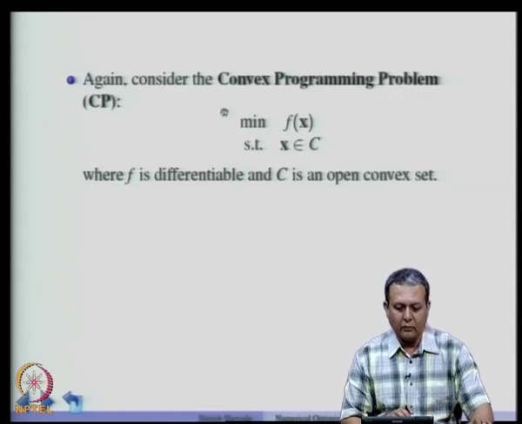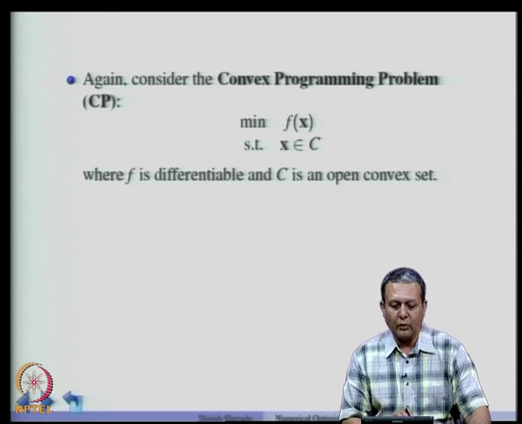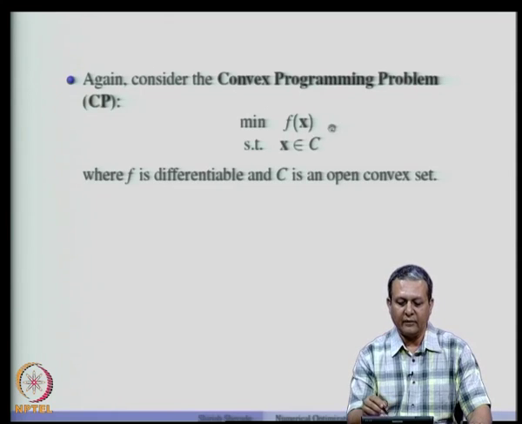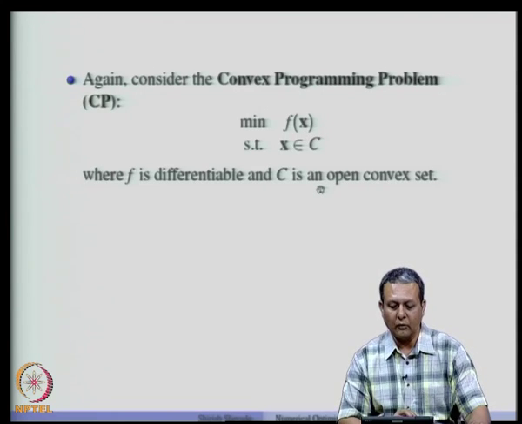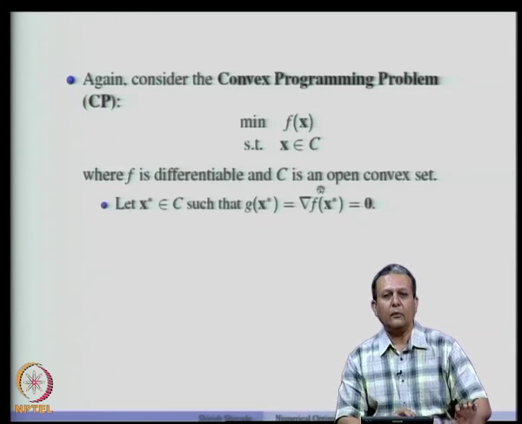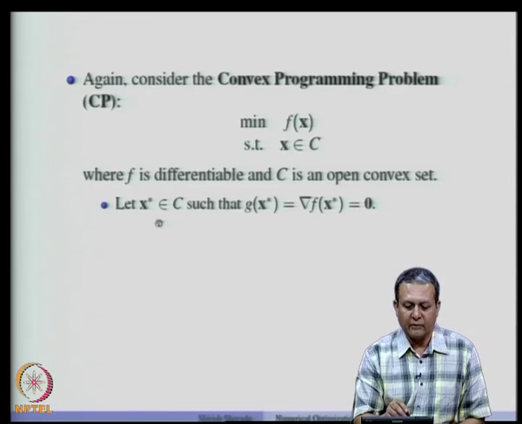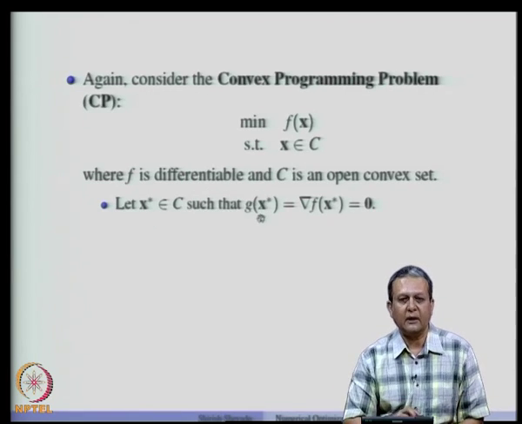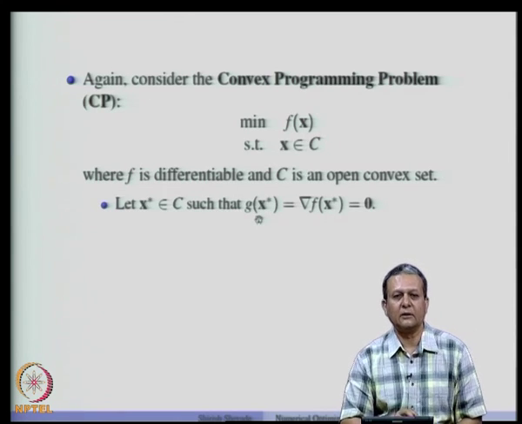Okay. Now, let us look at one more result. Let us again consider a convex programming problem where f is a differentiable convex function and C is an open convex set. Now, let us consider some x star which belongs to the set C such that the gradient of the function vanishes at x star. So, in other words, g of x star is 0.